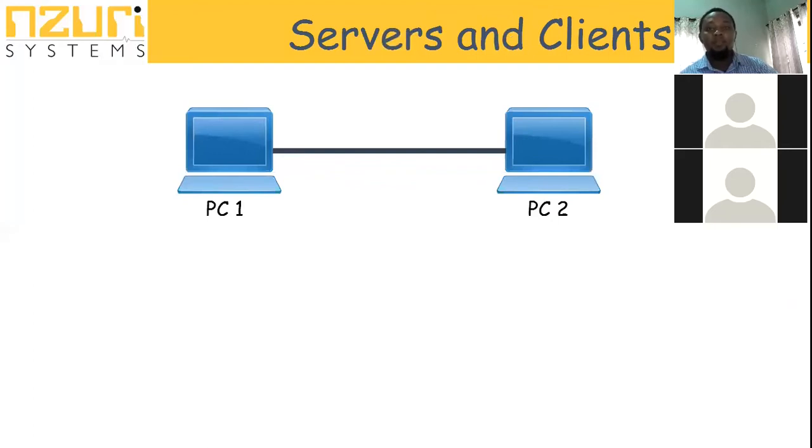So let's look at the scenario we have here. I have PC1 on one side, and PC2 on the other side. Any of them can end up being a server, or any of them can end up being a client at any point in time. So let's say PC1 has a file it wants to send to PC2, at that moment it's a server. PC2 becomes a client because that is what is accessing it. We'll see an illustration of it pretty soon.